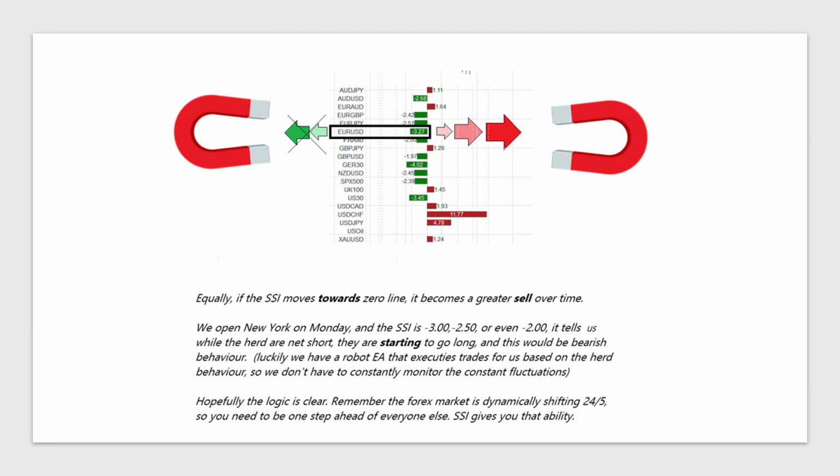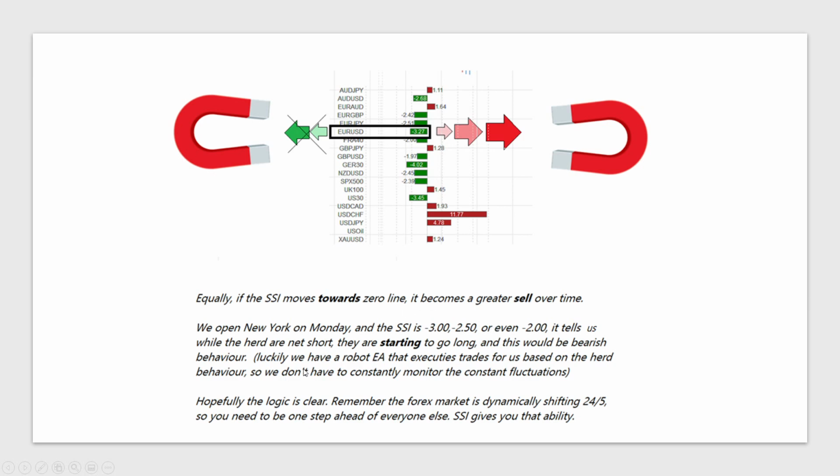And so what we do want to pay attention to, especially if we're intraday trading, is that we don't really want to see this happen, where it's a disqualification of the static. So a static level is a buy, but if it's moving away this way, then it becomes a greater sell. Especially if that number really, really shifts towards zero, then we can expect price to fall. Okay, the reason for it is that we open New York on Monday and the SSI is minus 3 or minus 2.5 or even minus 2. It tells us that while the herd are net short, they're starting to go long. If they start to go long, then that's a bit of a worry. Okay, and this would be typically bearish behavior.